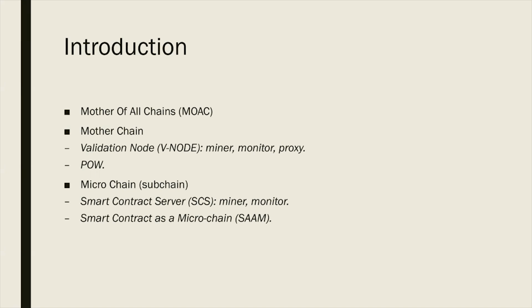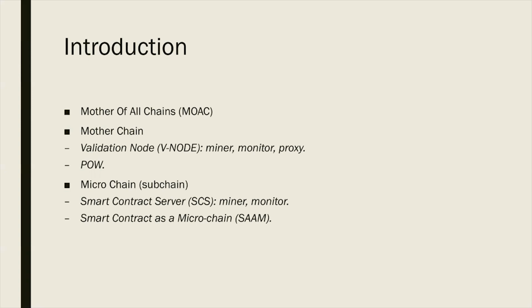We also have a new role, we call it a proxy. The vNode proxy basically is a special type of vNode that connects with some SCS servers, we'll introduce later, that form the microchains. Microchains, sometimes we call it subchain. It relies on those smart contract servers, which we call SCS, to do the consensus and to receive data from the main mother chain and to push data back to the mother chain.